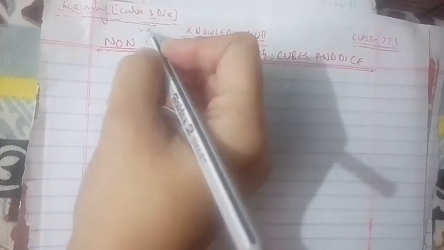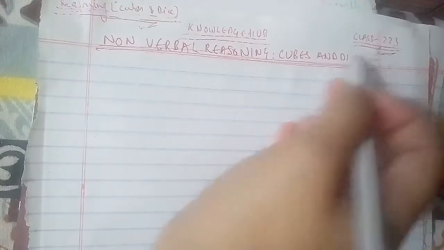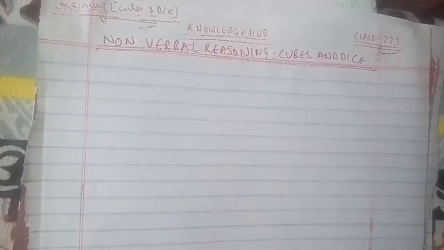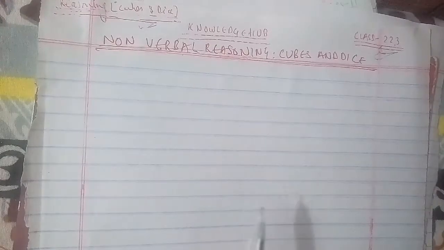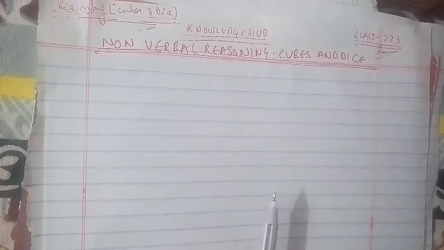Today we're going to start with reasoning. That has been the reasoning we have done here, the cubes and dice, and this is the 223rd class. In the last classes, up to the 222nd class, we had completed verbal reasoning, which covers general mental ability and logic reasoning.